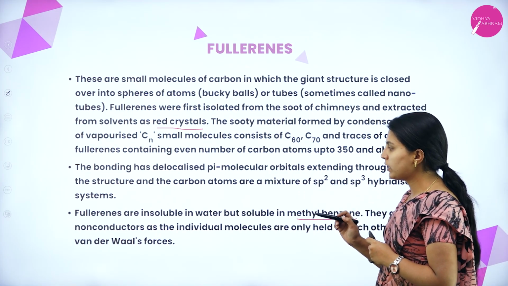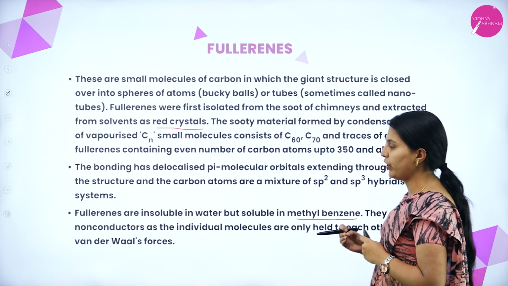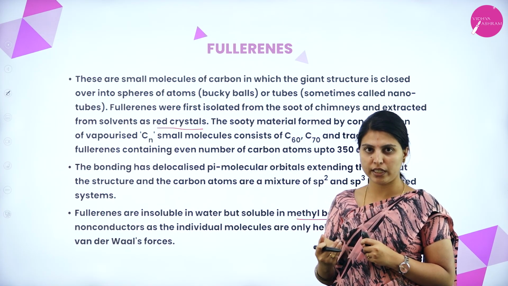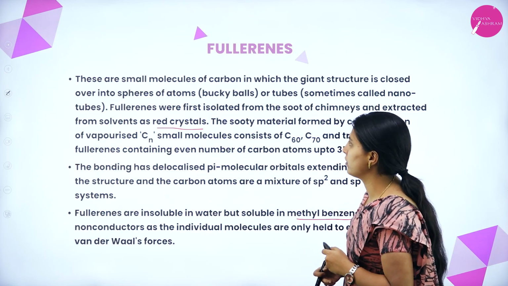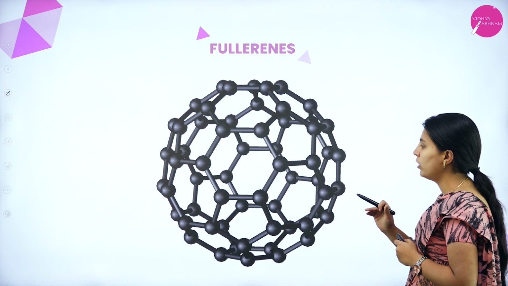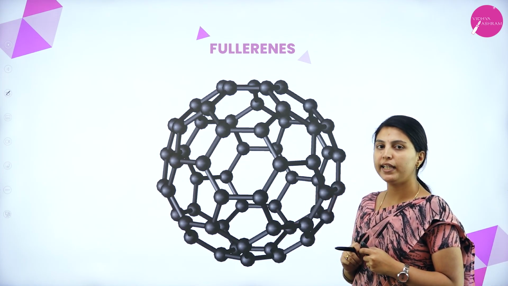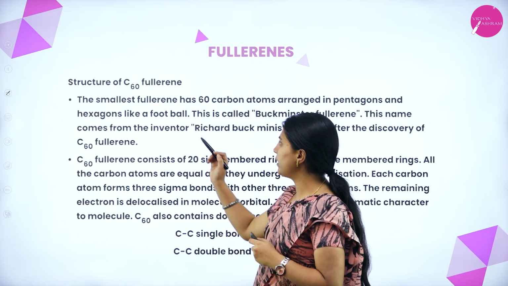They are non-conductors as the individual molecules are held to each other only by weak van der Waals forces. It is held entirely by weak van der Waals forces of attraction, and these are all non-conductors of electricity. This is the fullerene structure. How? The tiny particles form a ball-like or sphere-like structure. This is the structure of C60 fullerene, which we have seen now.